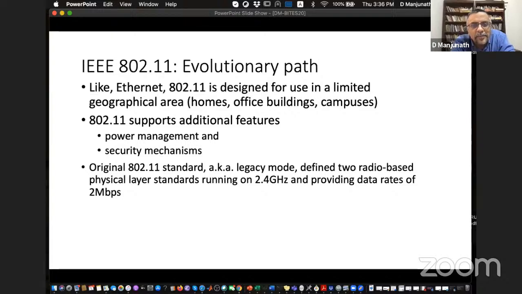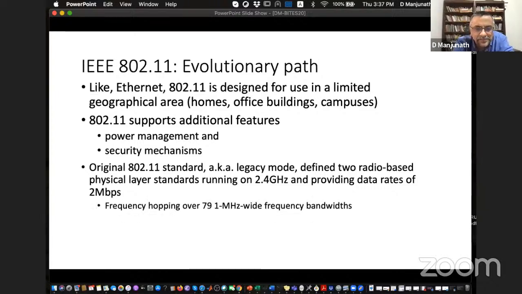Now, the original 802.11 standard was what was called the legacy mode. It defined two physical layer standards running on the 2.4 gigahertz band. Remember I said that a wireless signal has to be placed in a particular band. In this case, the license exempt band was available at 2.4 gigahertz, and the technology to transmit at reasonable rates around the time that 802.11 became a standard was available in that band. The early data rates were of the order of 2 megabits per second, and I'm talking of circa early 1990s.